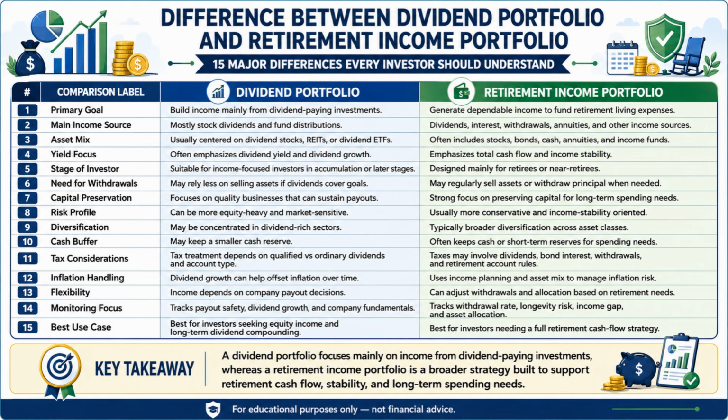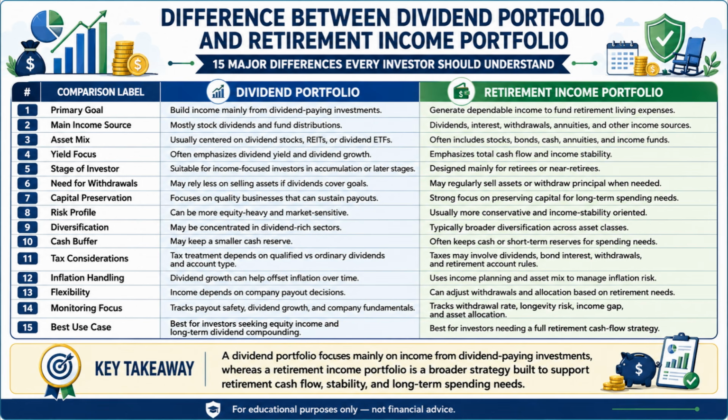Number 10. A dividend portfolio may keep a smaller cash reserve, whereas a retirement income portfolio often keeps cash or short-term reserves to support regular spending needs. Number 11. In a dividend portfolio, tax treatment often depends on qualified versus ordinary dividends and the account type, whereas in a retirement income portfolio, taxes may involve dividends, bond interest, withdrawals, and retirement account rules.